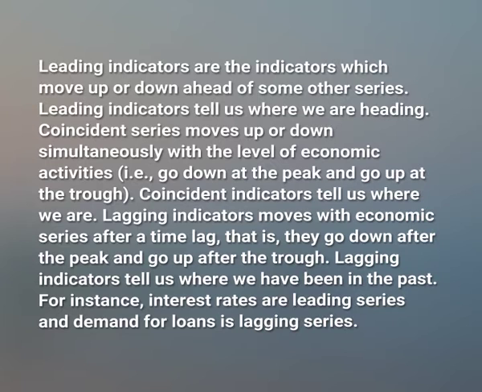Leading indicators are the indicators which move up or down ahead of some other series. Leading indicators tell us where we are heading. Coincident series moves up or down simultaneously with the level of economic activities. That is, they go down at the peak and go up at the trough. Coincident indicators tell us where we are. Lagging indicators move with economic series after a time lag. That is, they go down after the peak and go up after the trough. Lagging indicators tell us where we have been in the past. For instance, interest rates are leading series and demand for loan is lagging series.